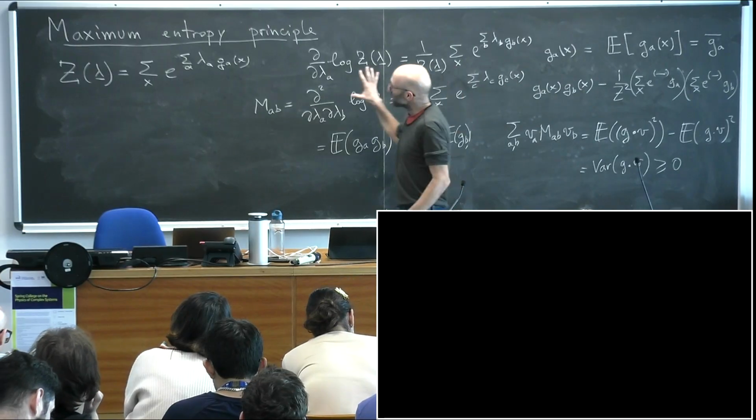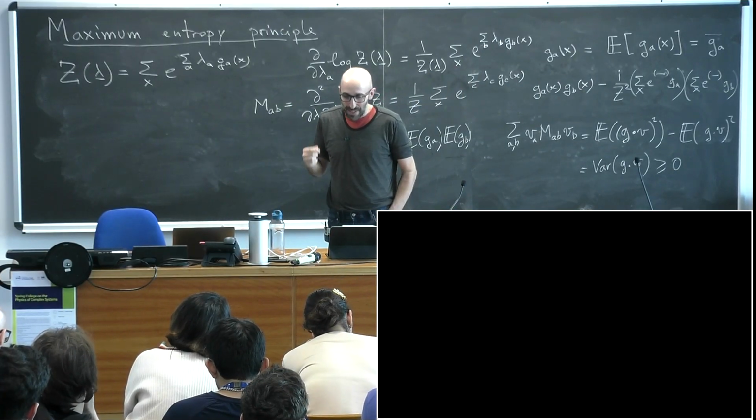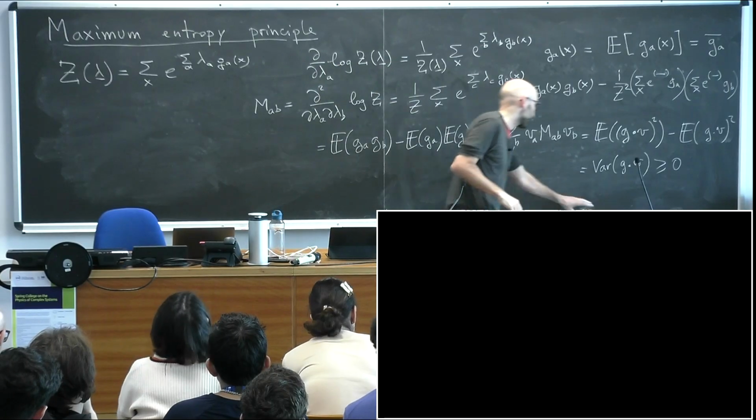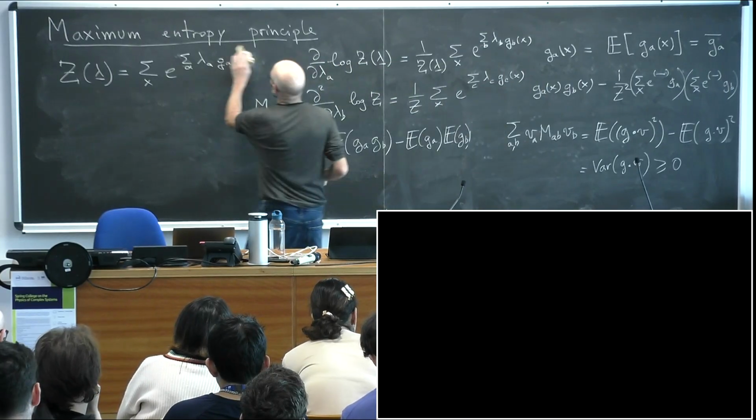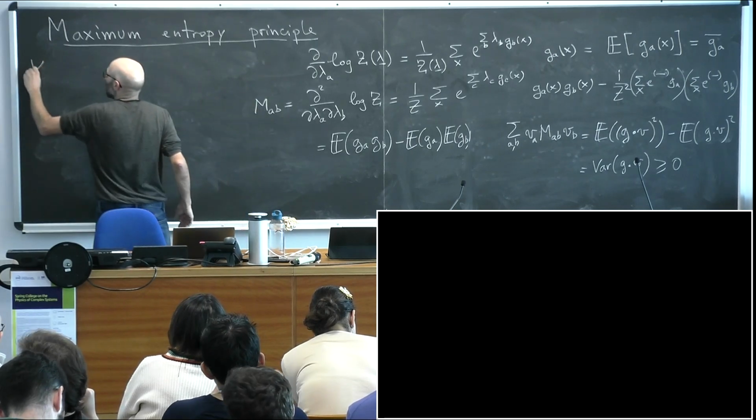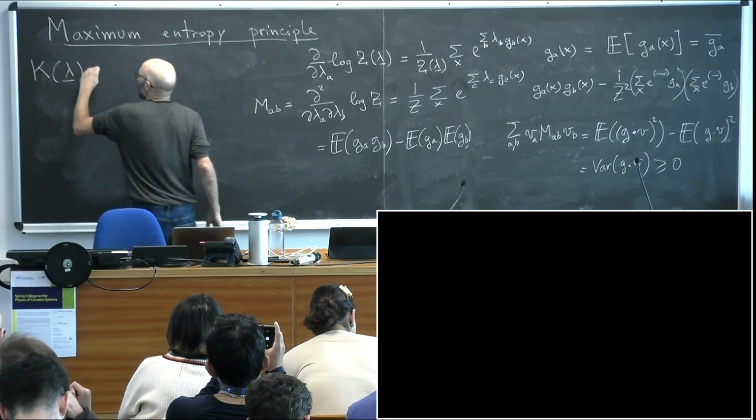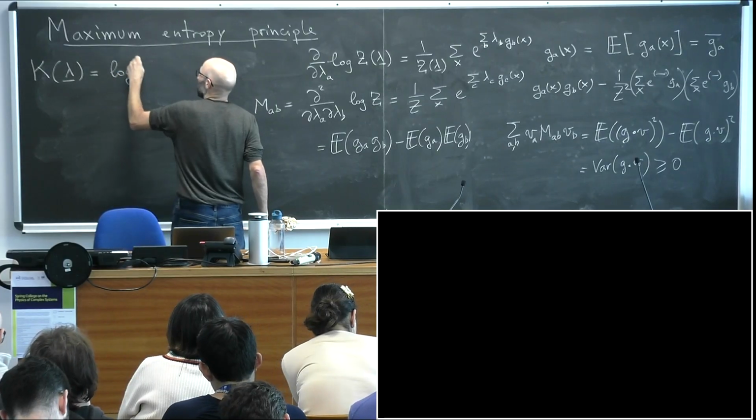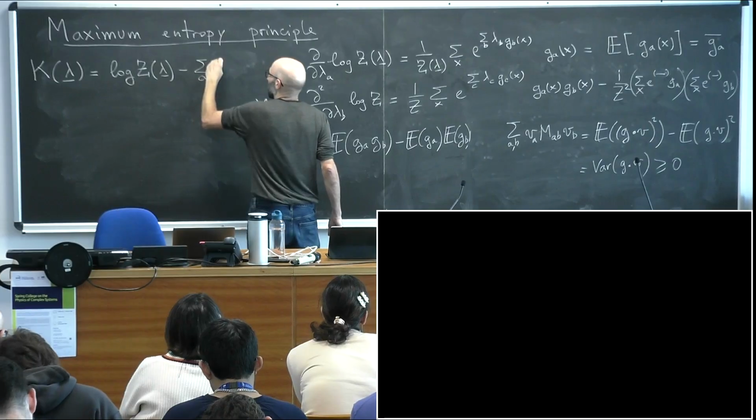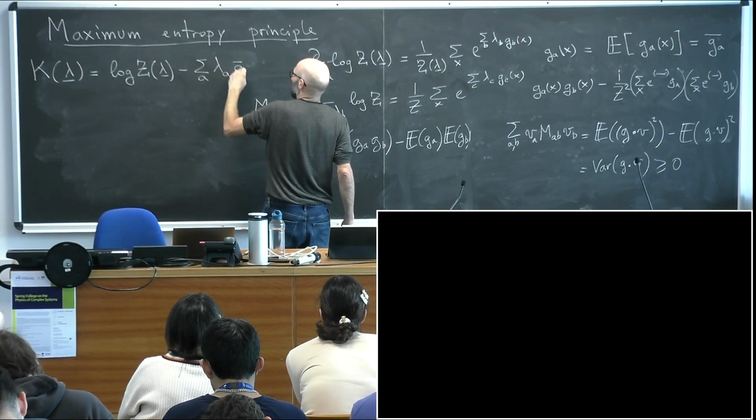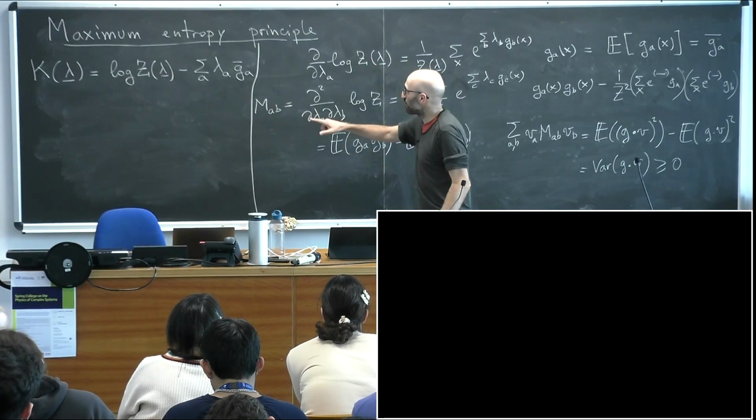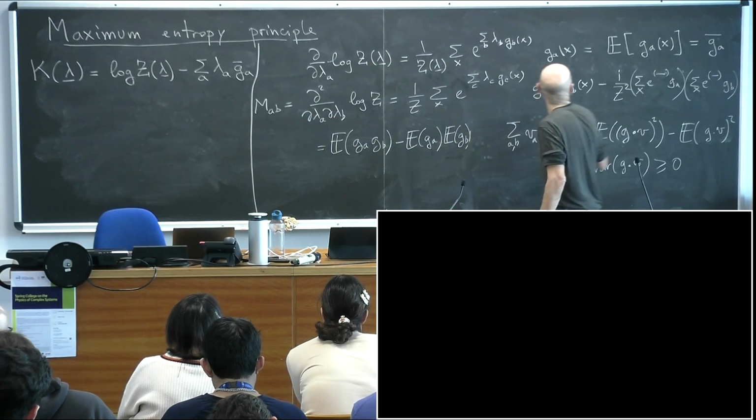So, why is this useful? Because I can introduce a new function. Let's call it k of lambda, which is the logarithm of Z of lambda minus the sum over a of lambda a g bar a, where g bar a are the values of the constraints I want to impose.